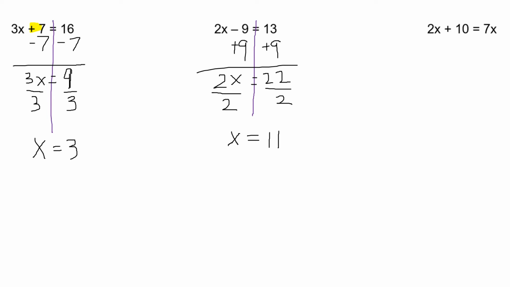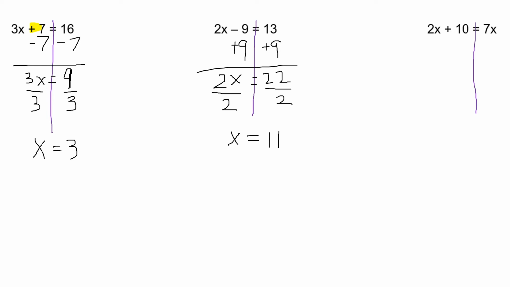And then our next one, we have 2x plus 10 equals 7x. So we only have one constant, so we're going to leave that alone. But we have 2 variables. So we need to get those variables on the same side. Since we are leaving that 10 by itself, we're going to move that 2x.